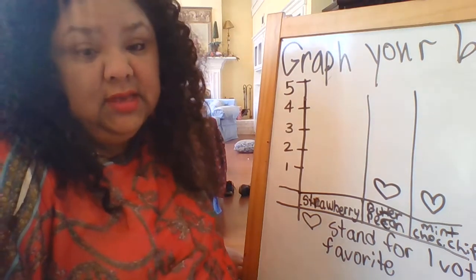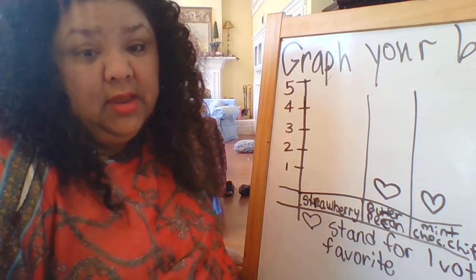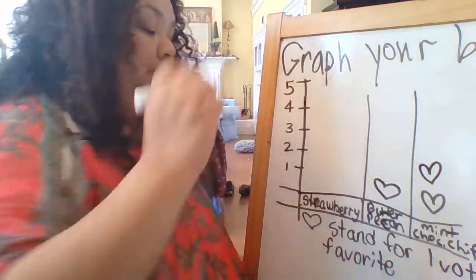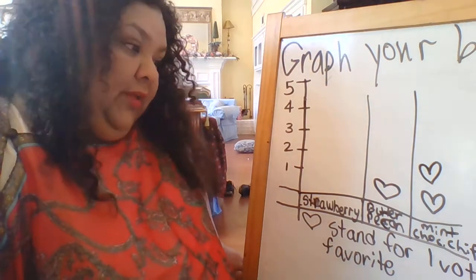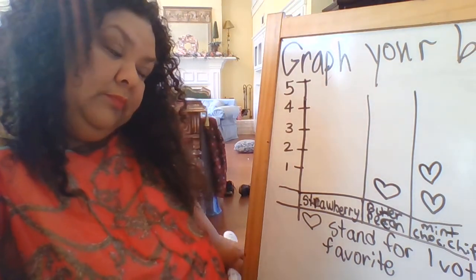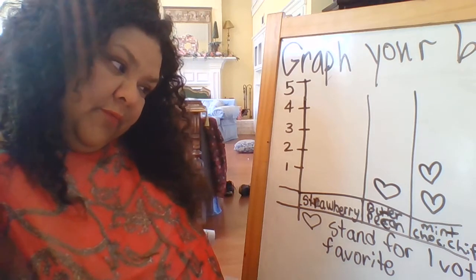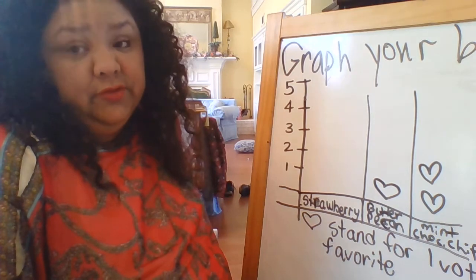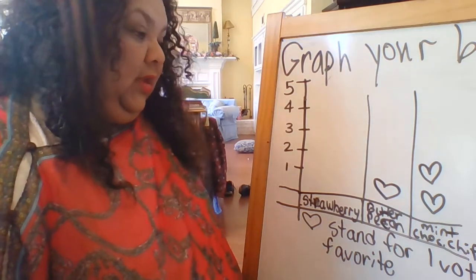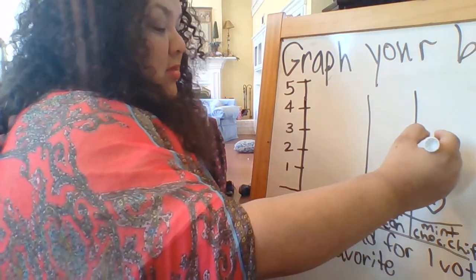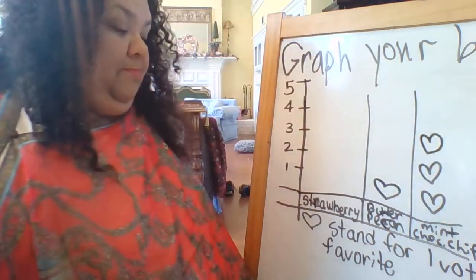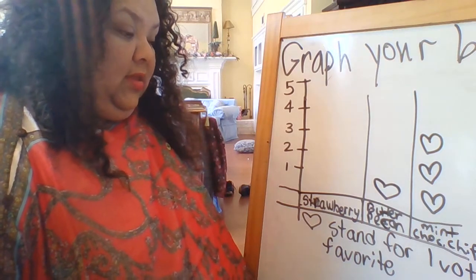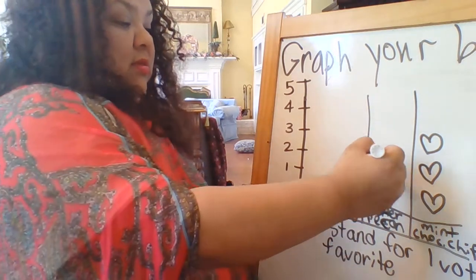And then I asked Noah, and he said he liked mint chocolate chip. Okay, so now I have 2, and I have 1 for mint and 1 for butter pecan. I asked Asher what he liked, and he said mint chocolate chip. And I asked Mr. Hinton, and he likes butter pecan.